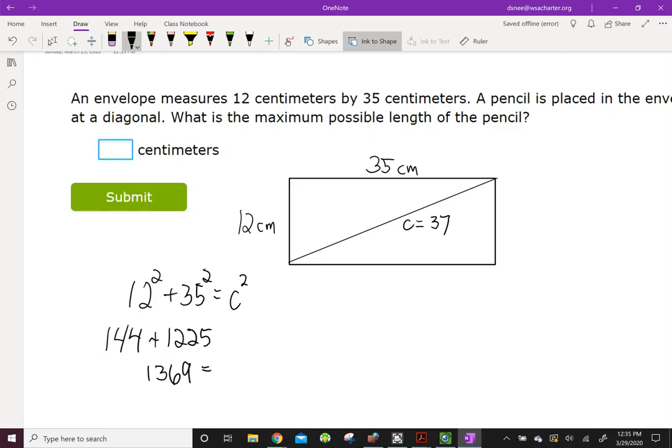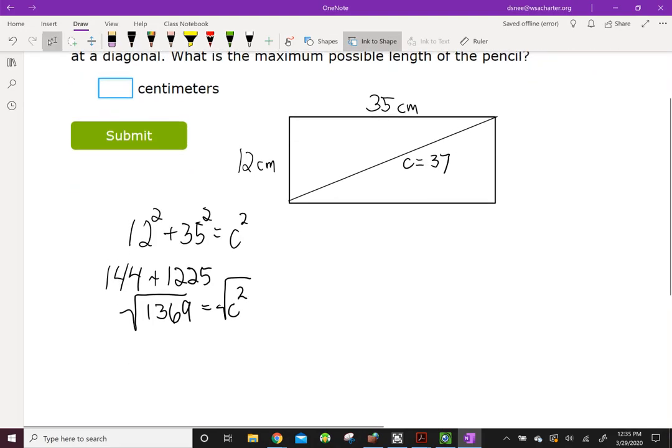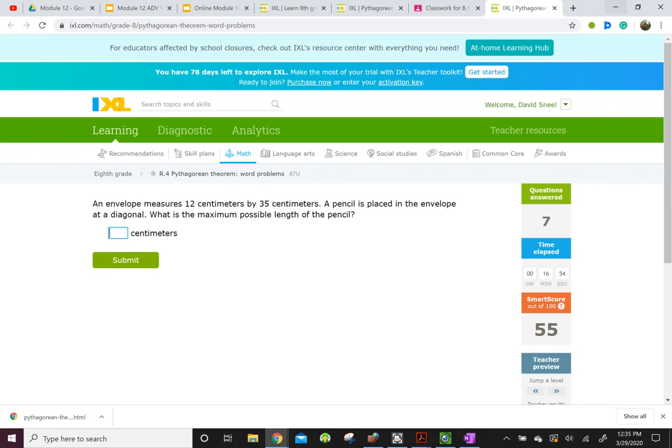69 equals C squared. Take the square root, and you find that 37 is equal to C. So we're going to go back in there, and we're going to try 37. And we've got another problem here.